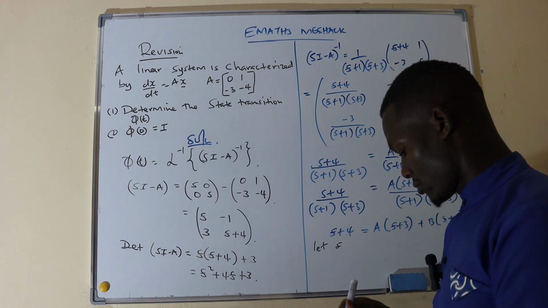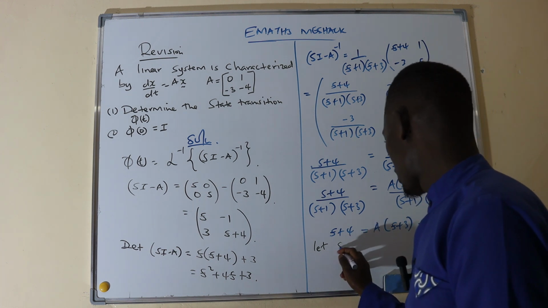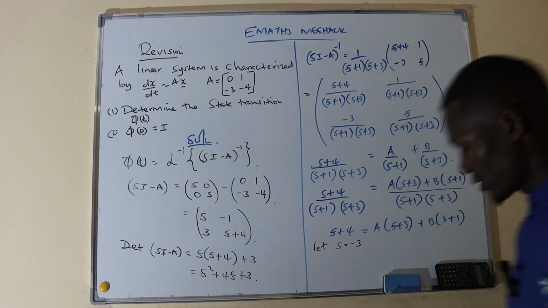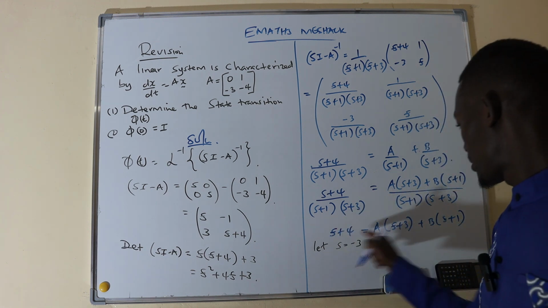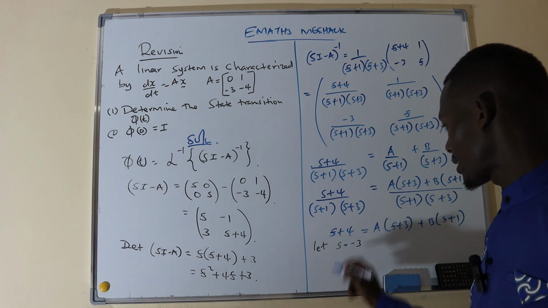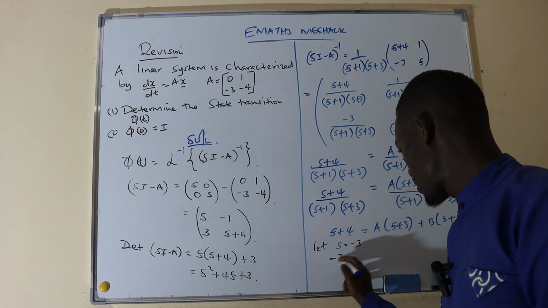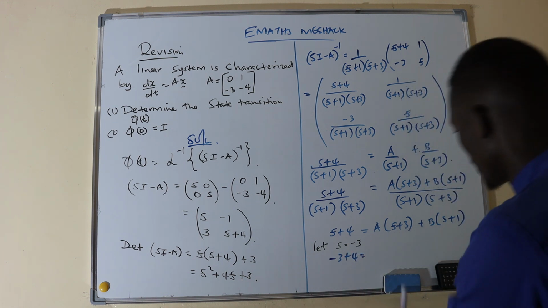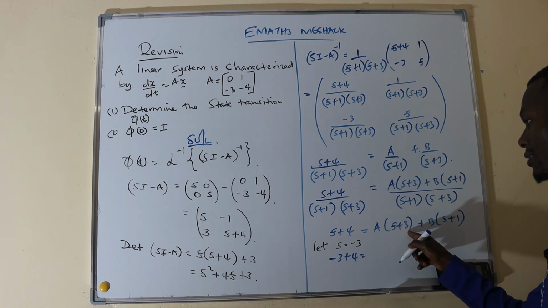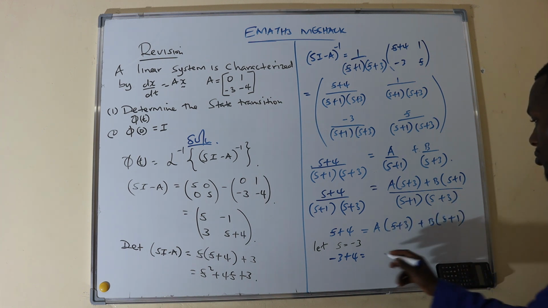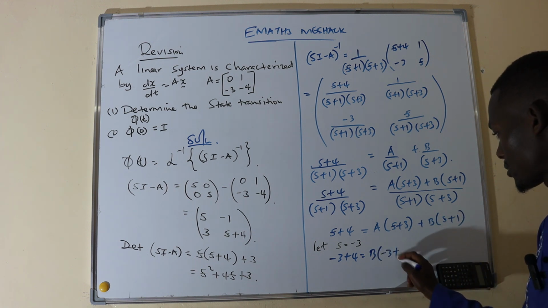So we let S equal negative 3. Therefore, everywhere we have an S, we put negative 3. So we shall have negative 3 plus 4 equals, now this term becomes 0. I hope you can see that, because negative 3 plus 3 is 0, and 0 times A just gives you 0. Then we have B times negative 3 plus 1.